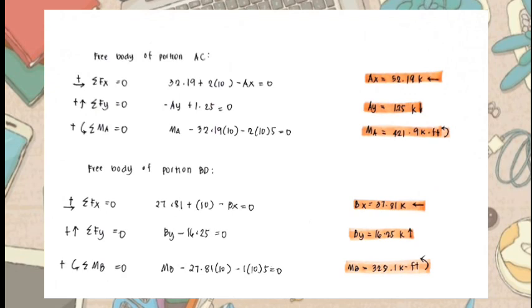The summation of moment about B is equal to 0. MB minus 27.81 times 10 minus 1 times 10 times 5 is equal to 0. MB is equal to 328.1 k-ft.